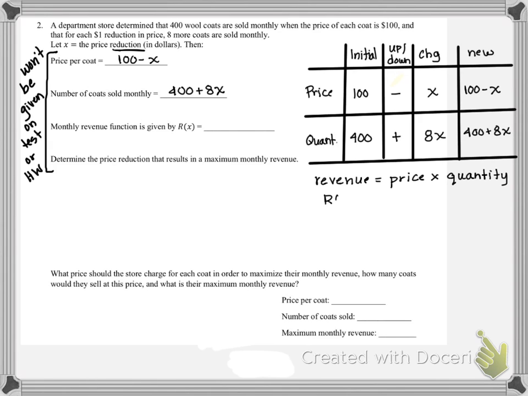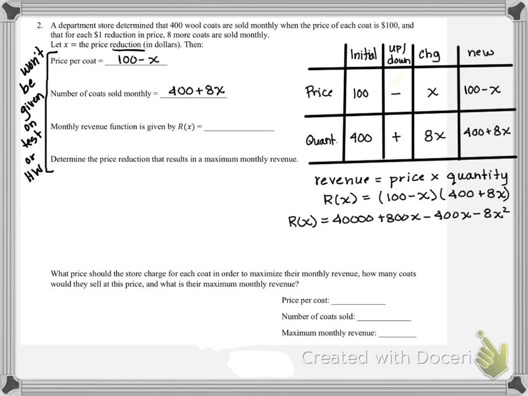So R of x equals our new price times our new quantity. And then we'll go ahead and distribute. So we get R of x equals 40,000 plus 800x minus 400x minus 8x squared. Bless you.